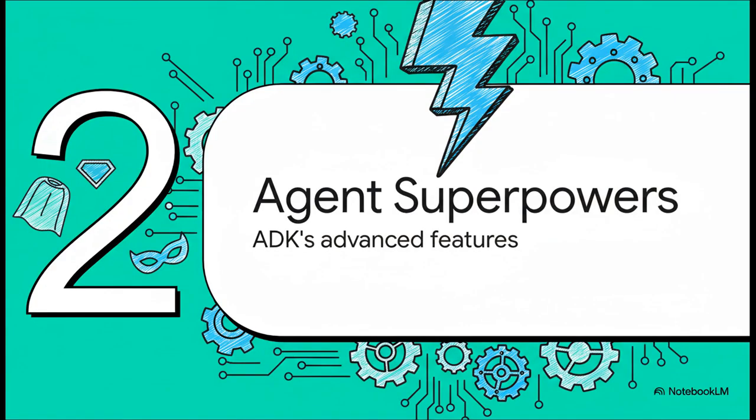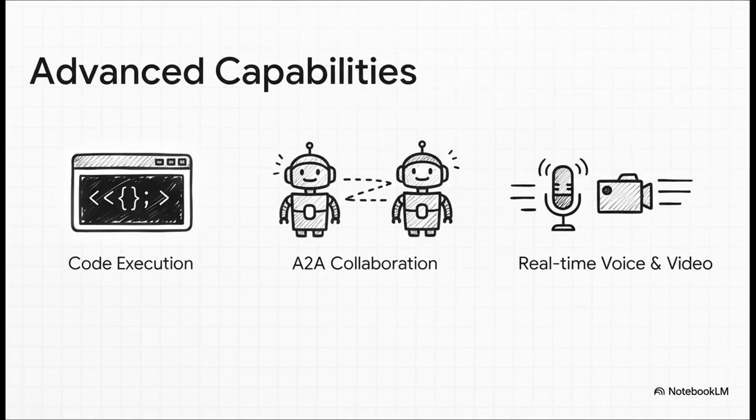Okay, we've got our basic building blocks down. Now for the really fun part. Let's talk about giving your agent some honest-to-goodness superpowers. The ADK is packed with these advanced features that can take your project from a simple little script to something truly state-of-the-art. I mean, just to give you a taste, we're talking about things like on-the-fly Python code execution, seamless agent-to-agent collaboration, and even real-time two-way voice and video streaming. It's wild.